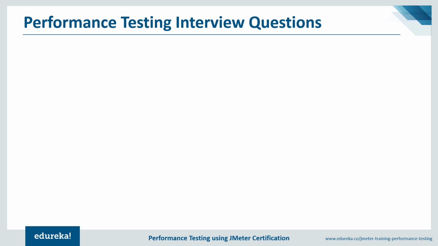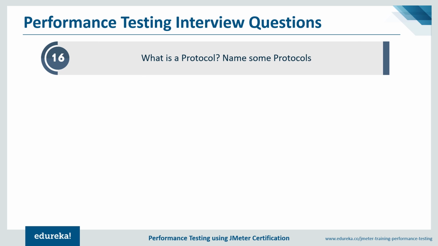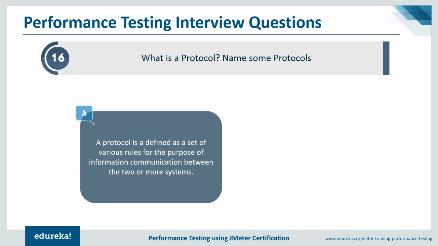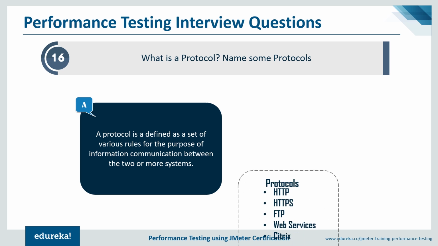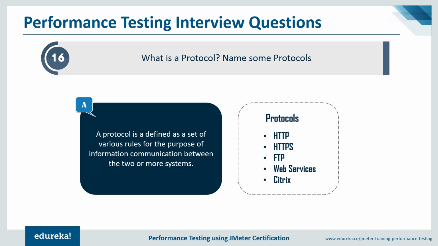Now, moving on, the next question is what is a protocol and name some of those protocols. A protocol is basically defined as a set of rules for the purpose of information communication between two or more systems. So, it may be a load generator, application, and web servers. Protocols include sending, receiving, authentication, and error detection and correction capabilities. Some of the common protocols include HTTP, HTTPS, FTP, web services, and Citrix.